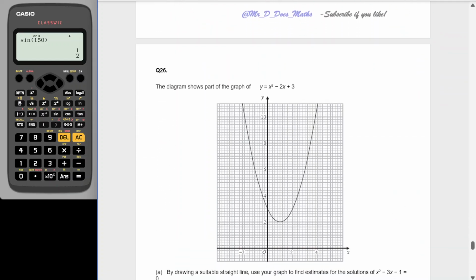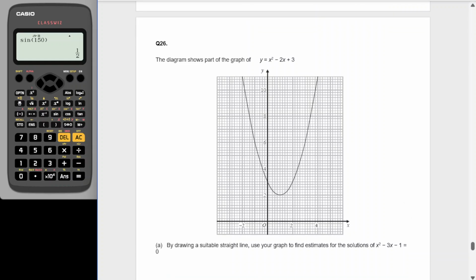Right, this diagram shows part of a graph y is equal to x squared minus 2x plus 3. By drawing a suitable straight line, find an estimate for the solution of the equation.